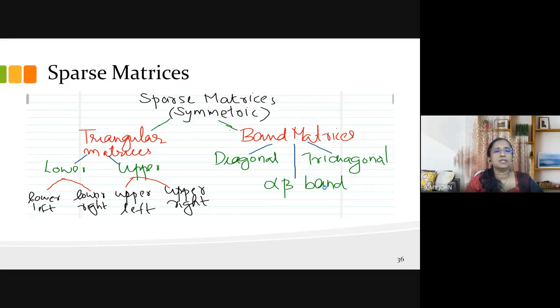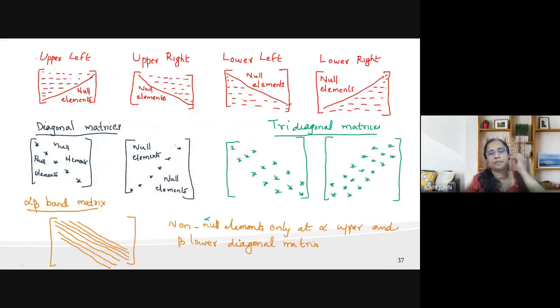Look at this one. This is upper left. That means values will be there only in the upper left corner. Only in the upper left corner we have values. Others are null. This is upper right, top right. This dash means values. We have values in the upper right. Lower left means the values are in the lower left. Lower right, values in the lower right. All other elements are null. These are known as triangular. It looks like a triangle.